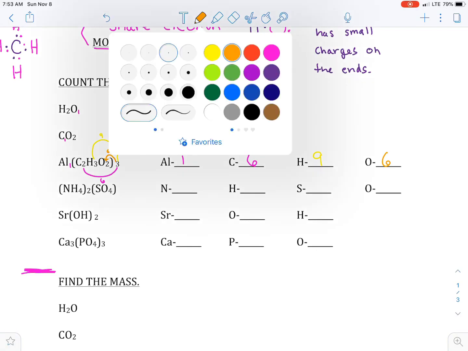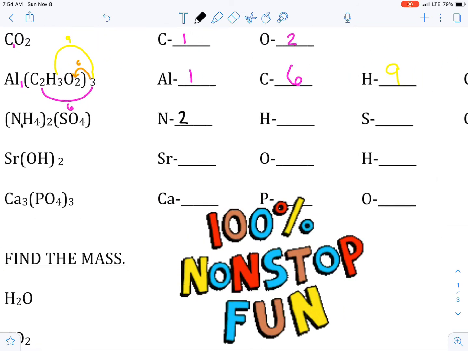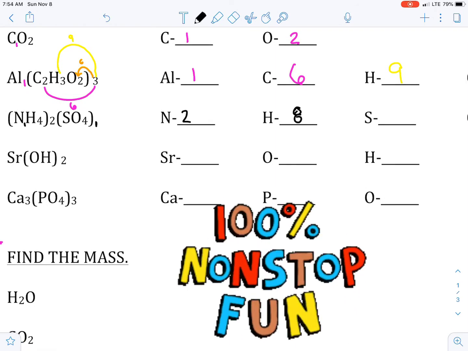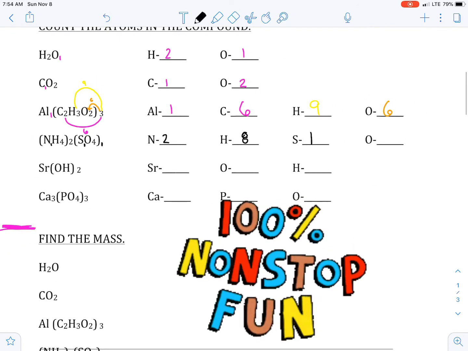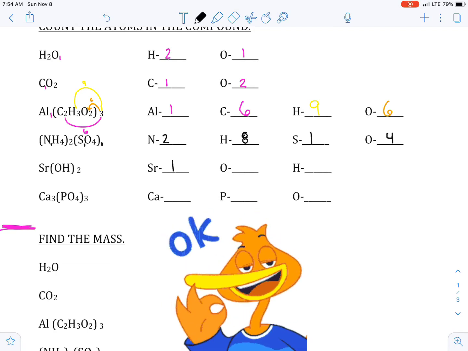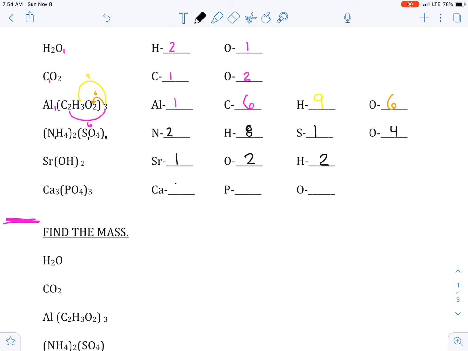Okay, let's see if we can do this in our head because it's a lot more fun that way. So we have 2 times 1, so we have 2 nitrogens, and 2 times 4, that's 8 hydrogens. Now there's no number out here this time. That number's inside. So there's 1 set of 1 S, and 1 times 4 for the oxygen. So you've got to watch where that little number is, where that subscript is. Okay, we have 1 Sr and a 2 outside, so 2 and 2. We have 3 Ca's because of this 3 here. And we have a 3 outside, so we have 3 P's and 12 oxygens.